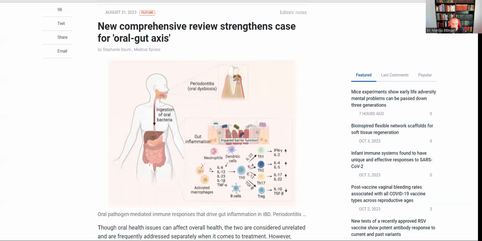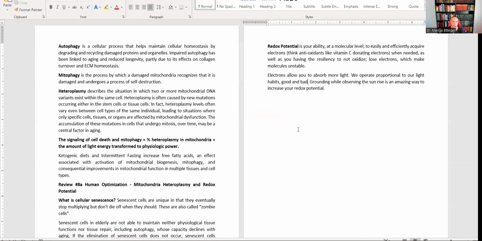Now, the first thing I want to go over, and I'm going to post this also, is some terminology. I'm going to try to explain it in the simplest terms, but I have to explain some of this terminology to get into what we're going to do.